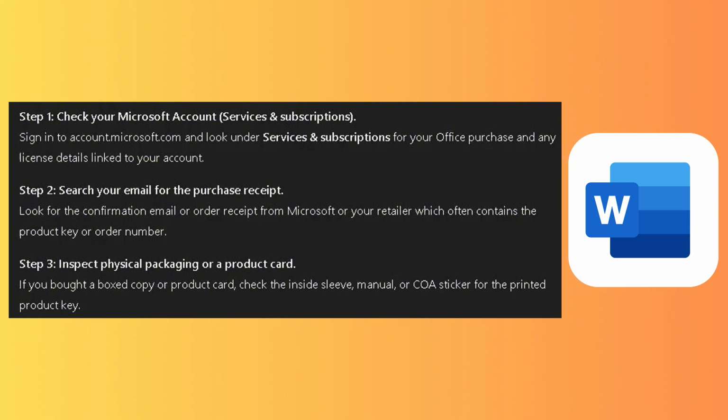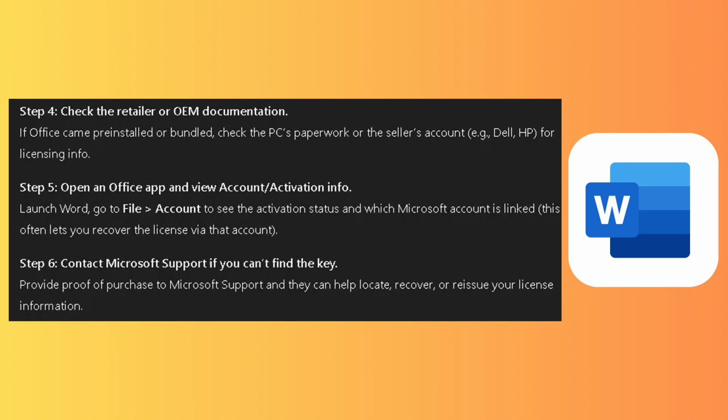Inspect the physical package or product. If you've bought a boxed copy or product card, check the inside sleeve, manual or sticker for the printed product key. Check the retailer or OEM documentation. If Office came pre-installed or bundled, check the PC paperwork or any seller's account for licensing information.